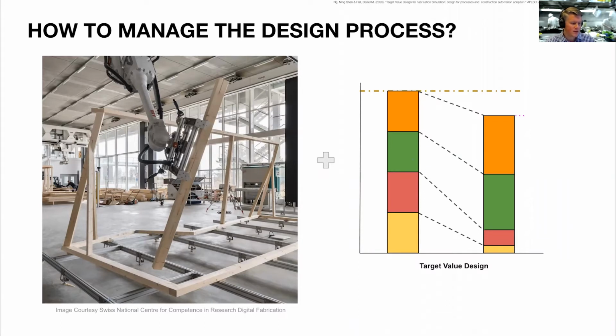And we see also, as we see here on the left, we have more rise in digital fabrication technologies and more rise in advanced building technologies. So how do we actually understand the implications and possibilities of these technologies? To do that, we're going to introduce something called target value design.